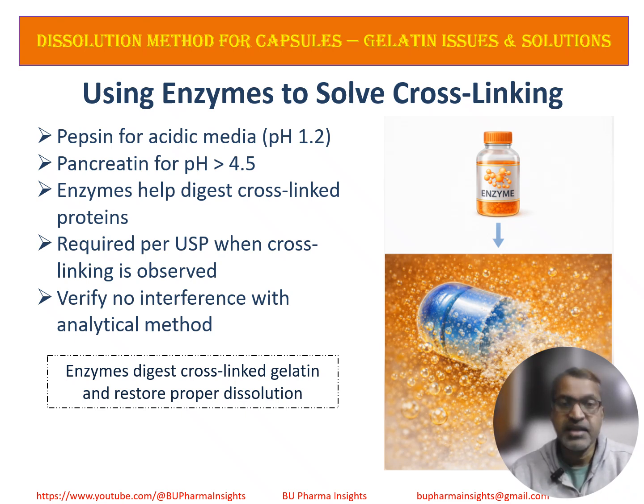USP Guidance 711. Use pepsin for acidic media, pH 1.2. Use pancreatin for media above pH 4.5. These enzymes digest the cross-linked gelatin proteins, allowing proper rupture and drug release. Important points. Enzyme use is required by USP when cross-linking is observed. Always verify enzymes do not interfere with your analytical method. Document everything for regulatory justification.